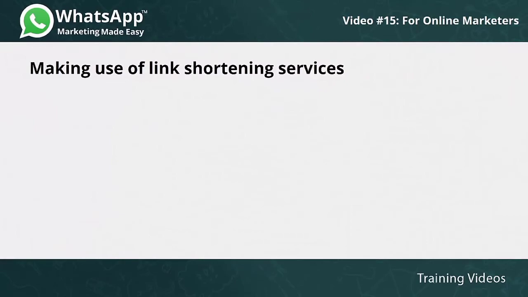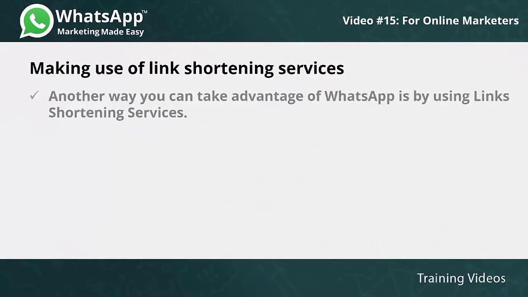Making use of link shortening services. Another way you can take advantage of WhatsApp is by using link shortening services. For example, if you want to share a URL on any topic to your contacts, instead of simply sending the entire URL, you can register for a link shortening service. Once there, you paste the URL you want to share, copy the short URL they provide for you, and that is the URL you are going to share with your contacts.